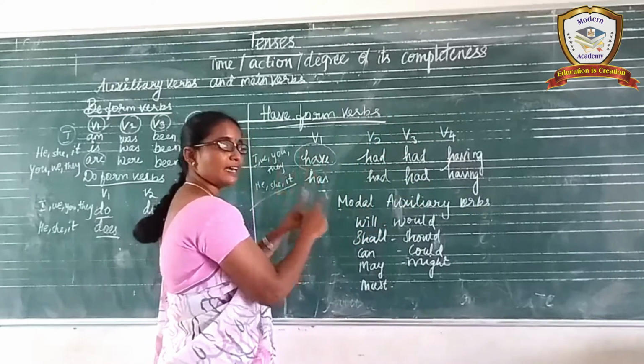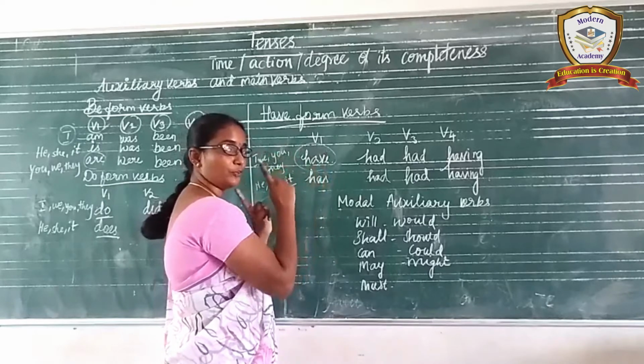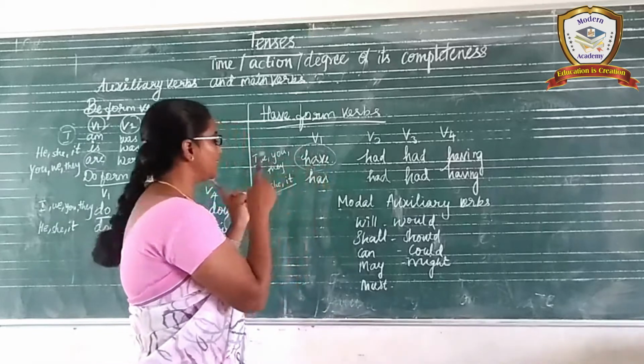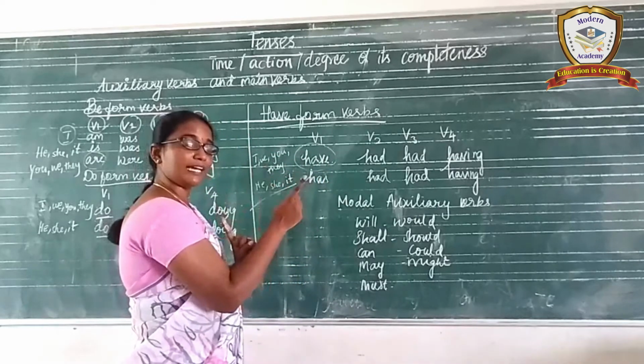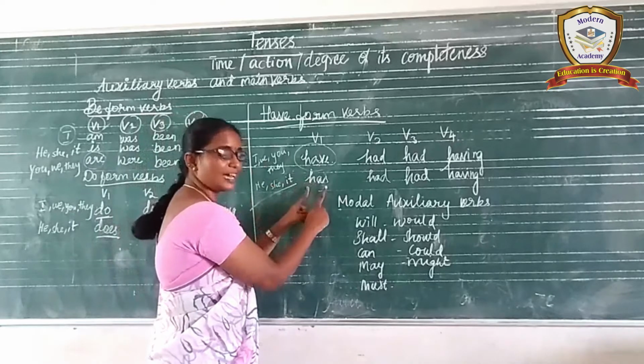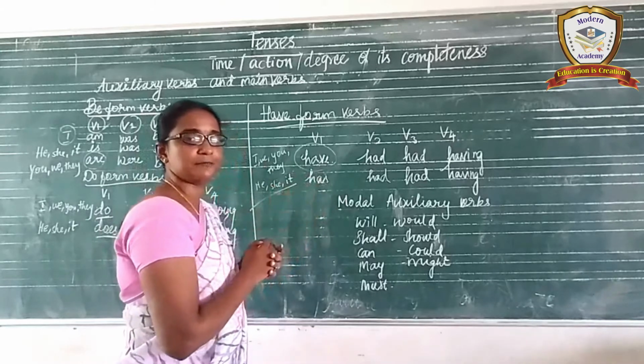Understand? The second and third forms are the same, but the present tense have form verbs are two: have and has. Where do we use have? Where do we use has? If the subject is I, we, you, they, followed by have. If the subject is he, she, it, followed by has. Third person singular, he, she, it, followed by has. I have a brother. She has a sister.